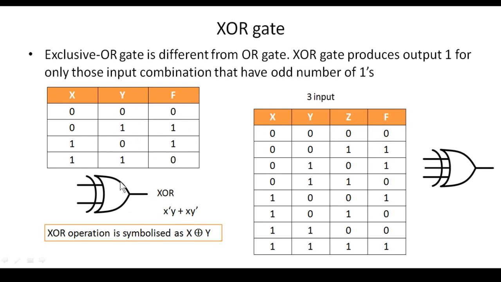The XOR gate can be represented like this: 2 curved lines at the input and then looking like an OR gate. So it is called the XOR gate. And this side is the 3 input XOR gate. The symbol used is x plus encircled y. When you write x ⊕ y, you call it x XOR y.